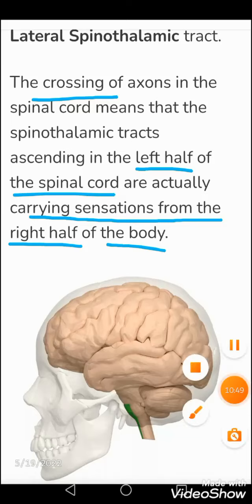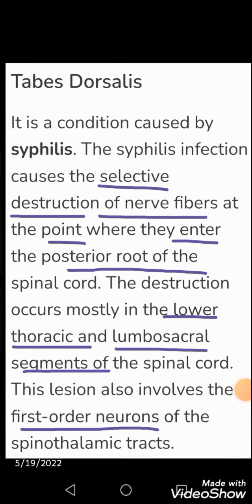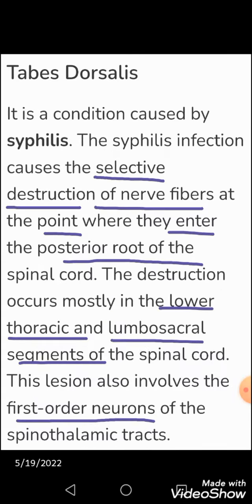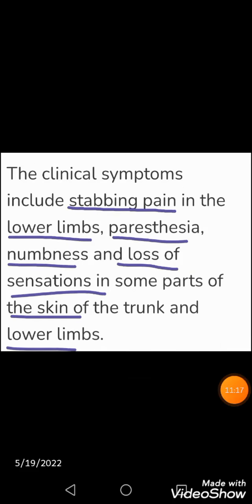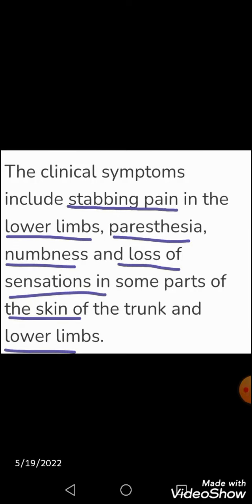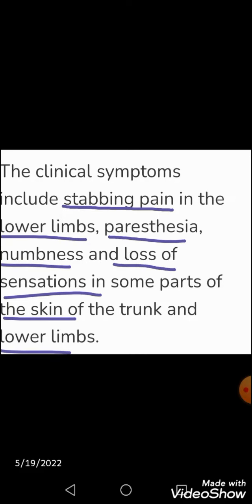Okay, there is another pathological condition associated with the spinothalamic tract, that is tabes dorsalis, a condition caused by the disease syphilis, causing destruction of the first order neuron. And it causes destruction in the lower thoracic and lumbosacral segments of the spinal cord, right? And clinically, the patient observes pain in the lower limbs and altered sensations like paresthesia, numbness, and loss of sensations in a few parts of the trunk and lower limb.